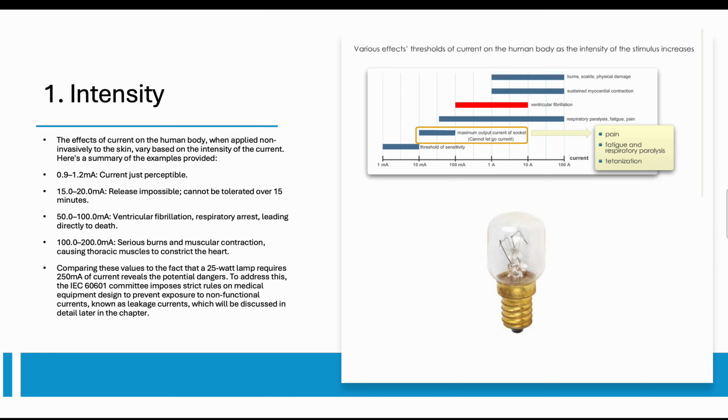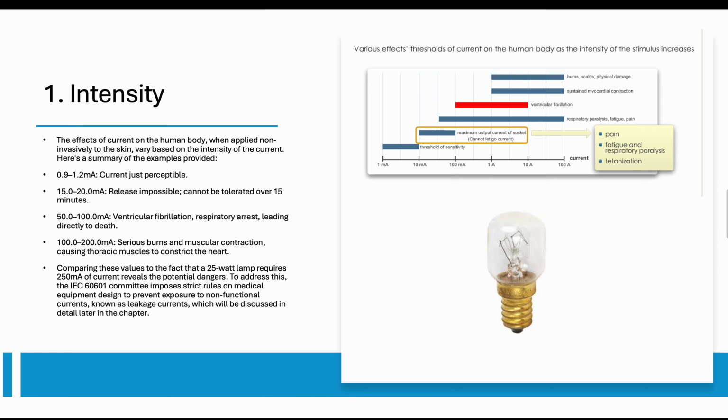And the third one is 50 milliamps to 100 milliamps. In here, it can cause ventricular fibrillation. So this could affect directly our heart, and sometimes could lead directly to death. Now with intensity of 100 milliamps to 200 milliamps, this could cause serious burns. So we spoke about this in the previous part where we discussed the different degrees of burns. And in this range, this is the one that could cause the serious burns, third, fourth degrees.